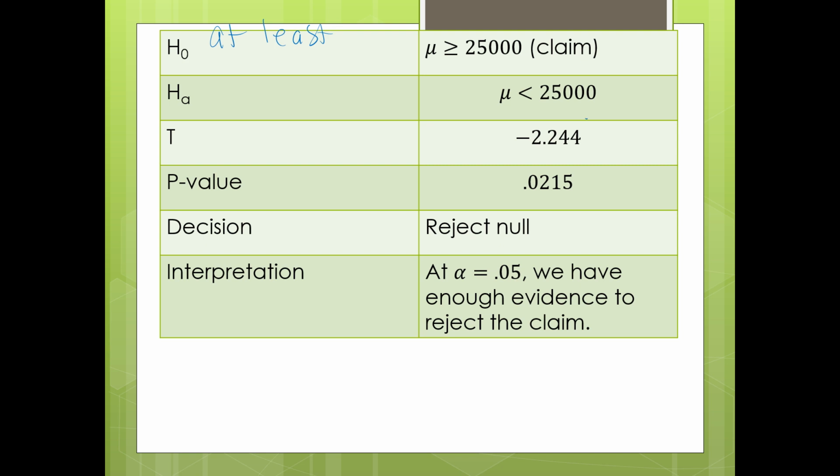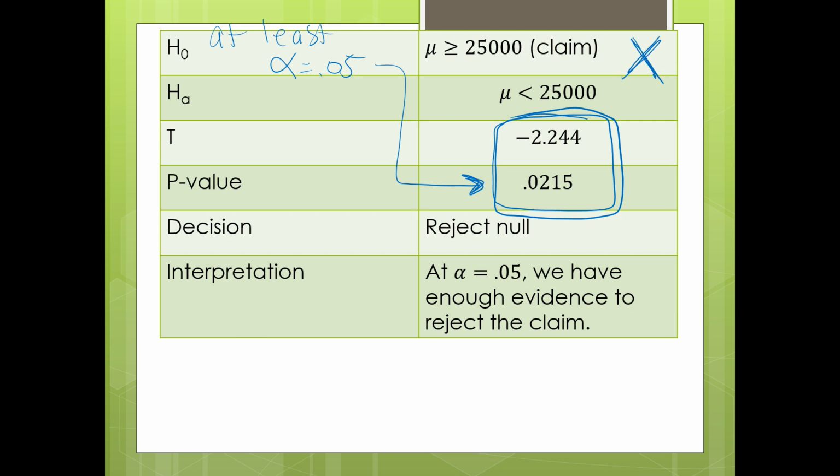So again, running a t-test in the calculator gave us these two values. Keep in mind here that our alpha was 0.05. Okay, so when we compare our alpha to our p-value, the p-value is less than our alpha. Remember, when your p-value is less than your alpha, you're going to reject your null. Now, since our claim was in our null and we rejected it, that means we have enough evidence to reject the claim. Okay?